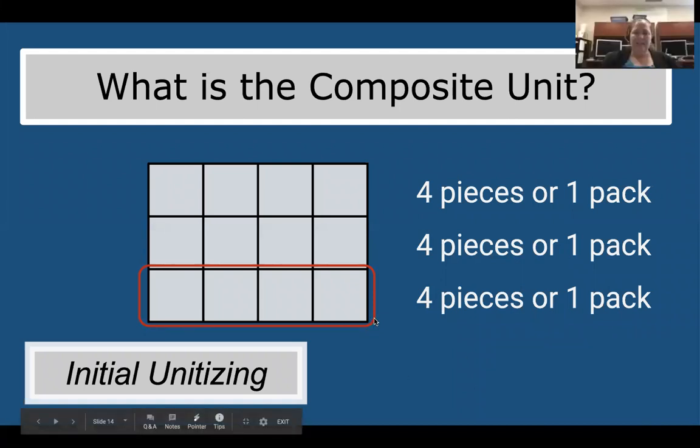Here we have another piece of vocabulary that came up the other night, and that is the idea of the composite unit. And the composite unit is defined by the word problem as what's inside the group in the case of equal groups problems. So in this case, the composite unit is that 4 pieces is 1 pack. So 4 in this is the composite unit.